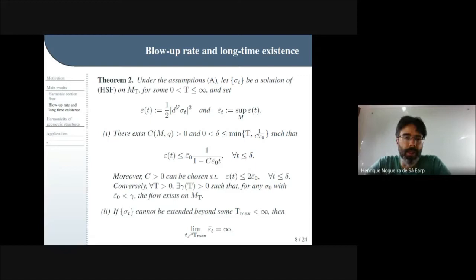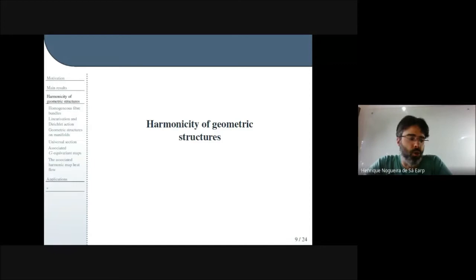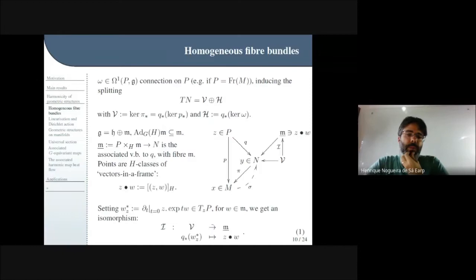So now let me dig in and try and outline how one goes about establishing these results. What's the machinery in this theory of harmonicity of geometric structures? This is going to be a little bit technical. If you want, you can just look at the diagram and we can fix the convention for the letters.